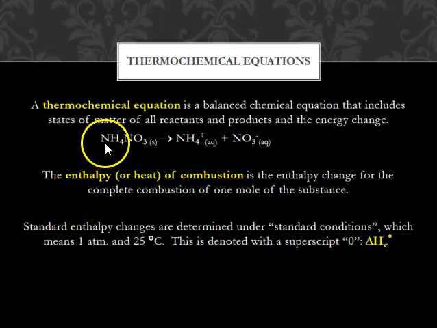So this right here, ammonium nitrate, NH4NO3. When you dissolve it in water, you get ammonium ions, you get nitrate ions. That's a balanced chemical equation. Ta-da! Now it's a thermochemical equation. All right, so now I put in a delta H. And by the way, delta H is positive.